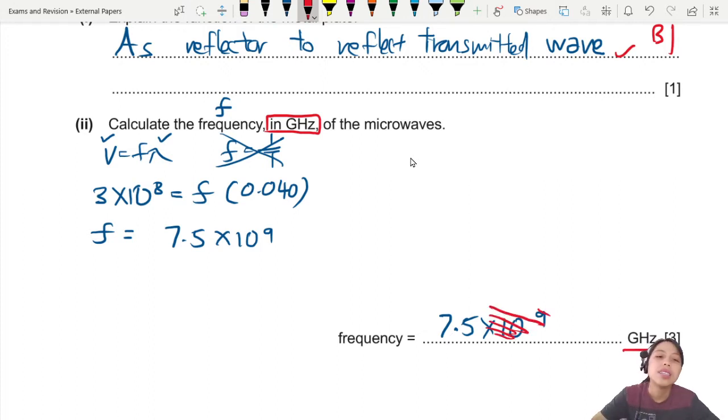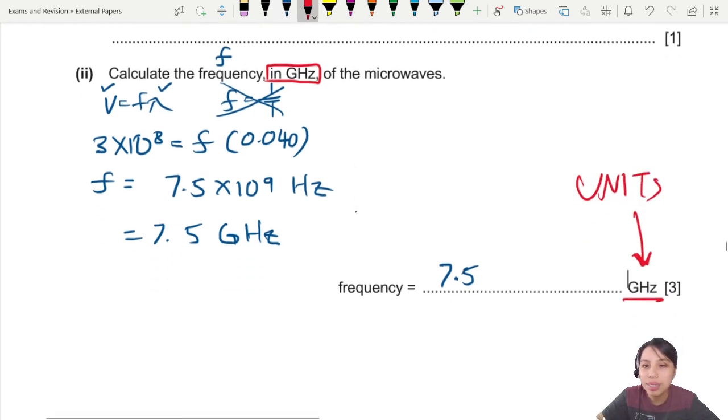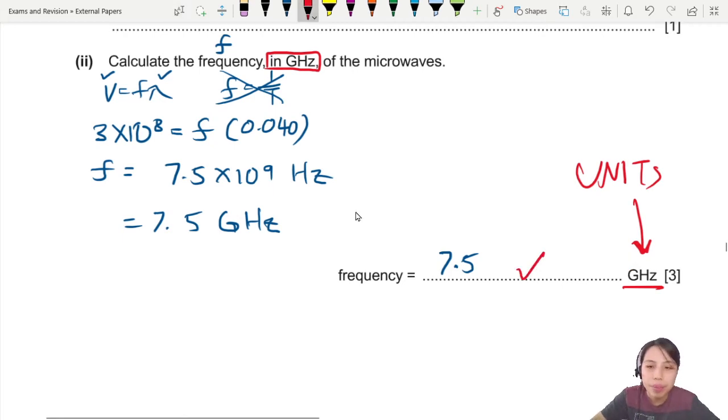Why we need to write this? No. Don't need to write that, because here, your 10 to the 9 is in hertz, so you can rewrite this as gigahertz. So do not write a 10 to the 9. Be careful of your units. Check units. What is the answer line units? Once in a while, they got a trap. So 1 mark here.